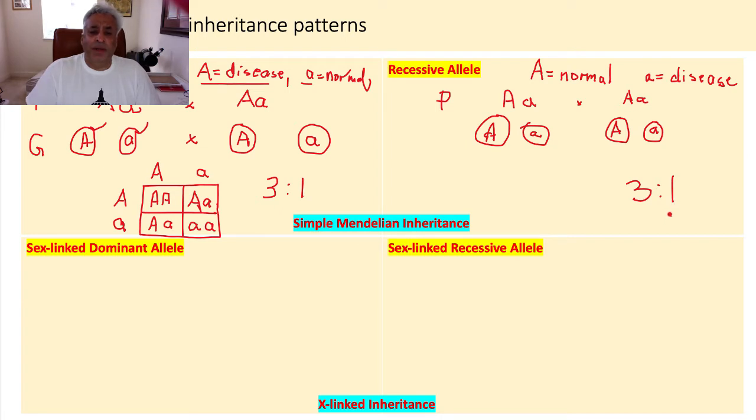But this time, the diseased condition is going to be present only 1/4 of the time compared to the normal condition, whereas over here, the disease condition was present 75% of the time compared to the normal condition. As you already know, recessive alleles are much more common than dominant alleles, and we'll discuss that in a few seconds. Let's continue this analysis and look at sex-linked dominant and sex-linked recessive alleles.